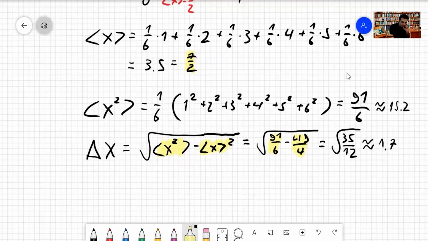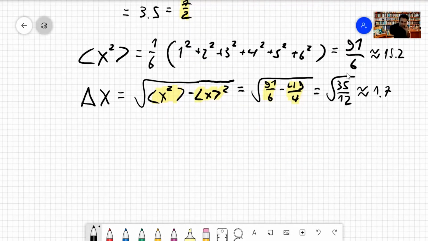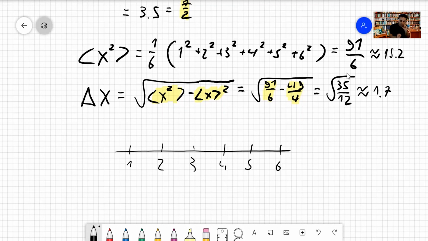So in that case, if we have a probability distribution for the die rolls, then we know that the expected value is over here at 3.5. This is the expected value of x. And then the standard deviation is roughly this distance. It's 1.7 in each direction. This is the standard deviation.